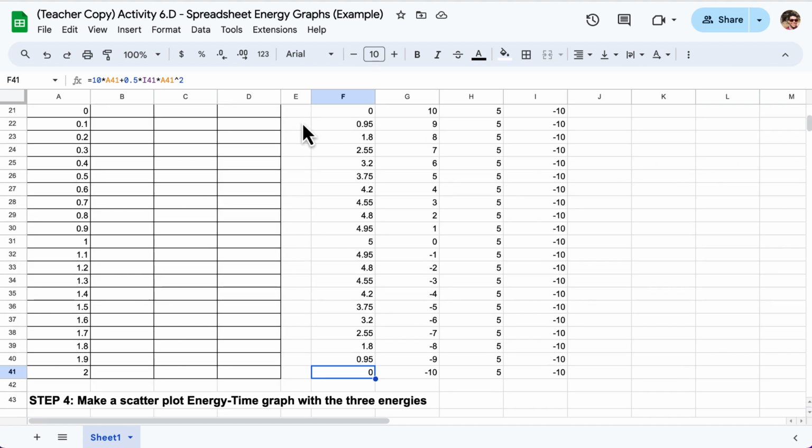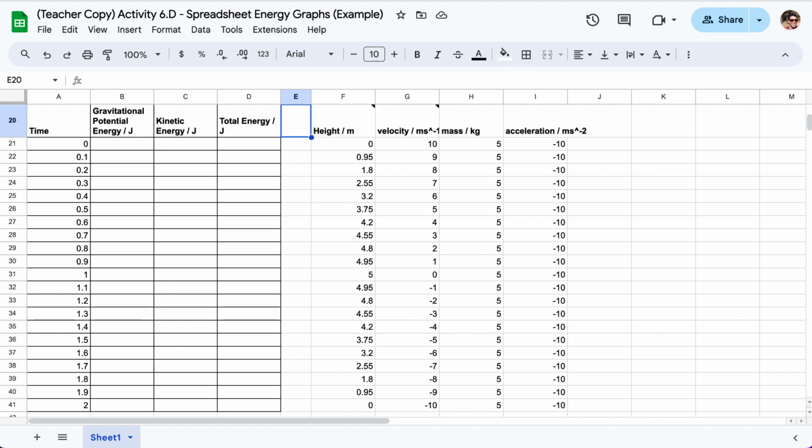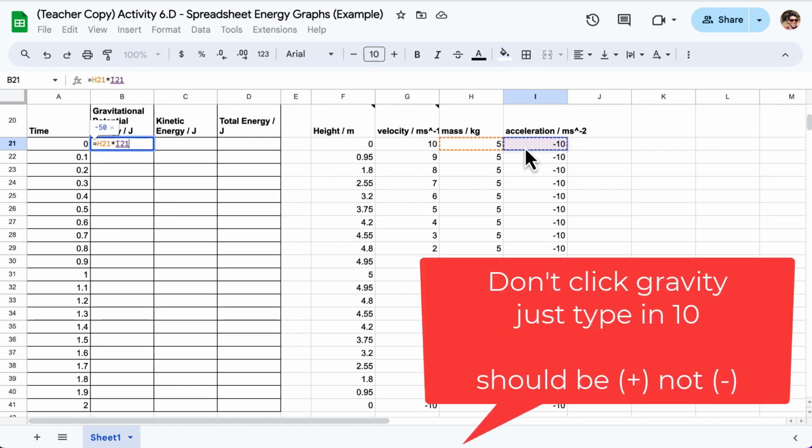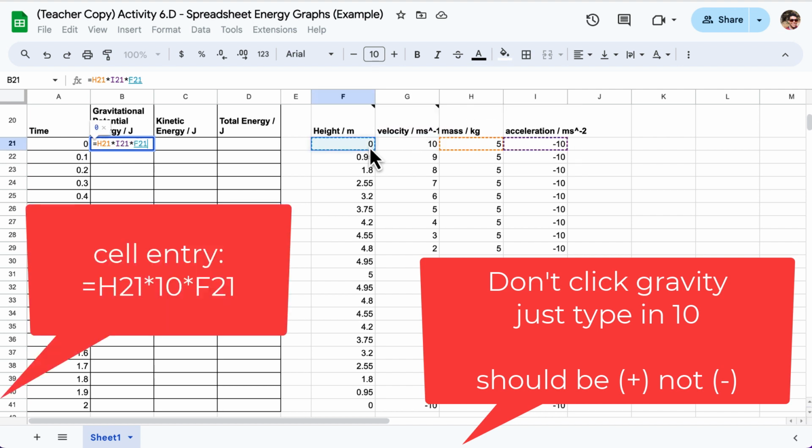Now that we have those two sets of data, we can do our calculations just like we did before. So for gravitational potential energy, I'm going to say equals its mass times gravity times height. So I'll go ahead and click mass, say times, click in acceleration due to gravity, click times, and then click our height, and we can see that it will do that calculation based on multiplying those things.